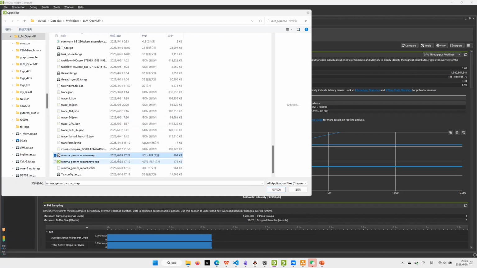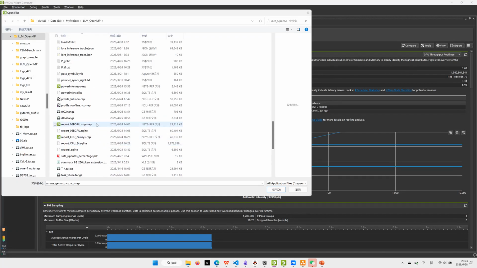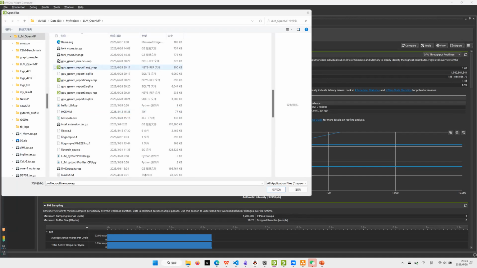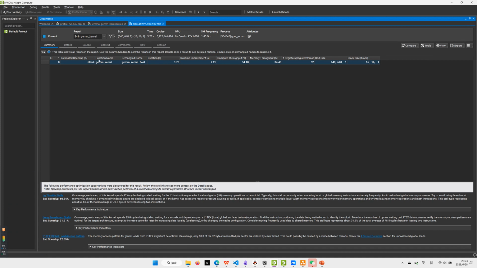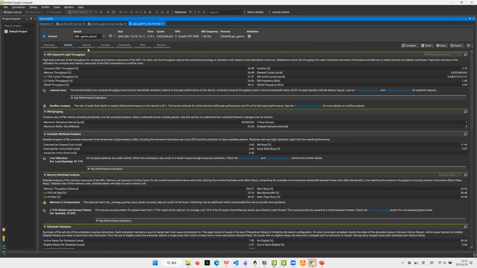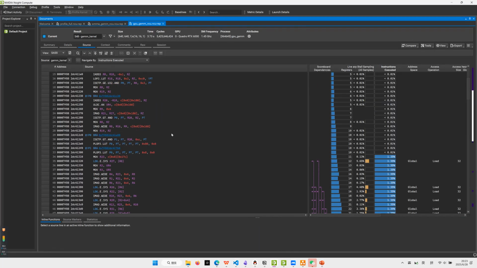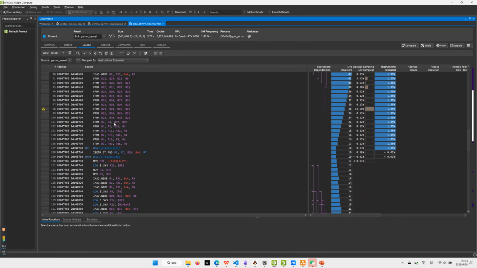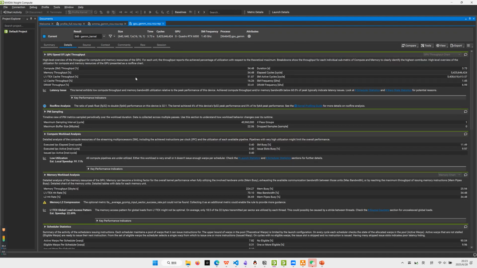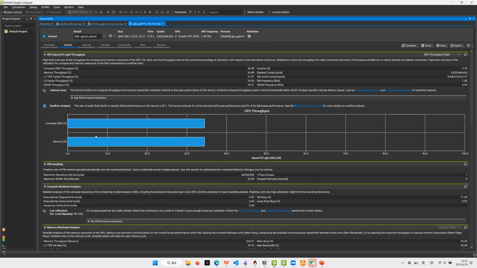And where is my NCU? So here this is your GEMM kernel, and you can see your compute throughput, memory throughput, and how many registers you are using per thread, and your grid size, and you can also see even your source file. That is the SASS code we introduced before that is running on your GPU. And here you can even see the throughput, that is the compute SM and the memory SM.